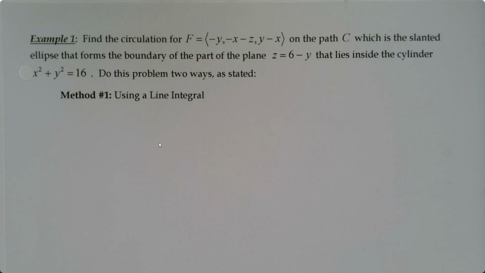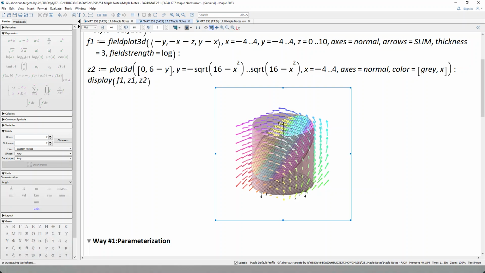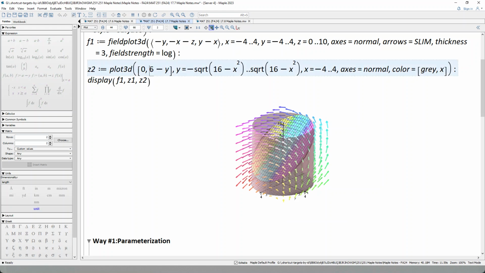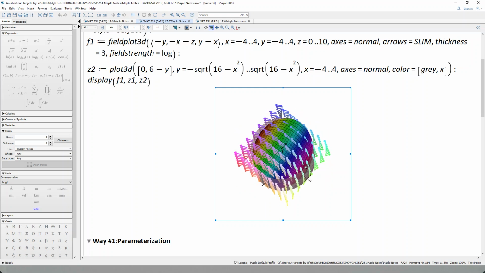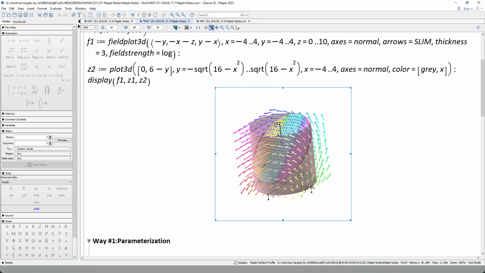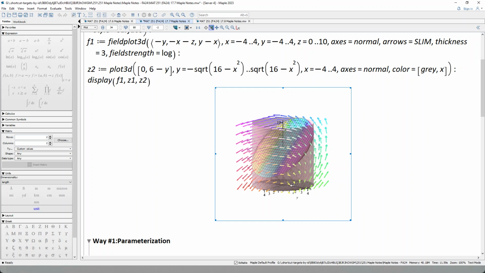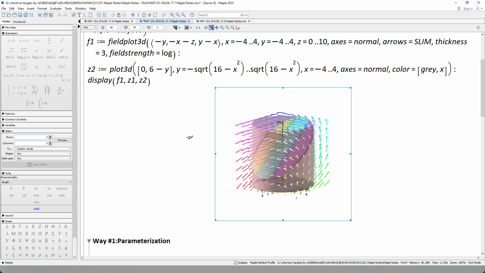So you might be thinking, what in the world, what does that look like? Well, x squared plus y squared equals 16 is a cylinder. So let's look at that. So that's a cylinder. And then you're cutting into it with a plane, z equals 6 minus y, which is this diagonal plane inside there. And if you have to stay inside the cylinder, but you're cutting at a diagonal, it's going to form an ellipse right there. So that's what we have. So we have an ellipse inside the cylinder.